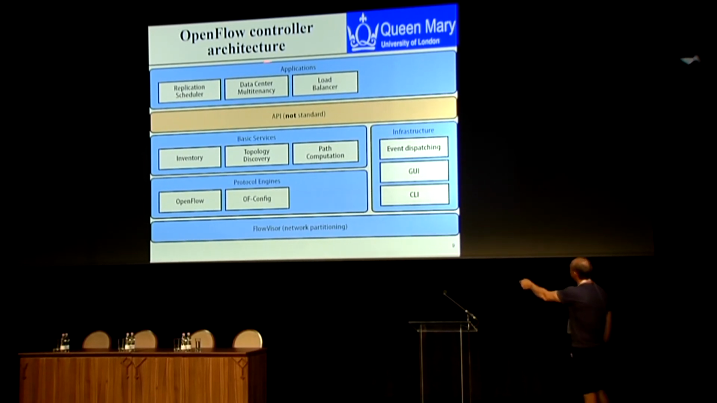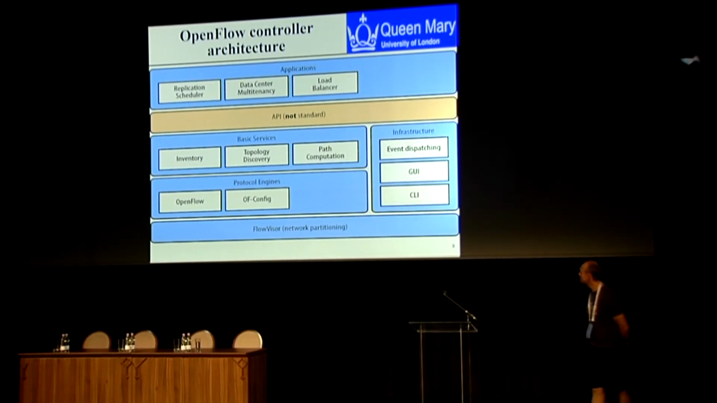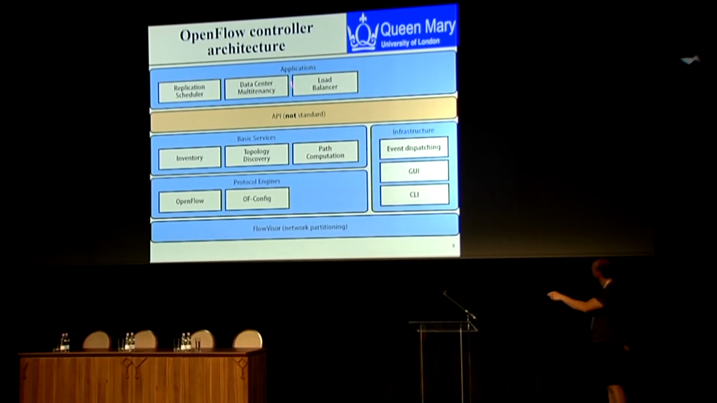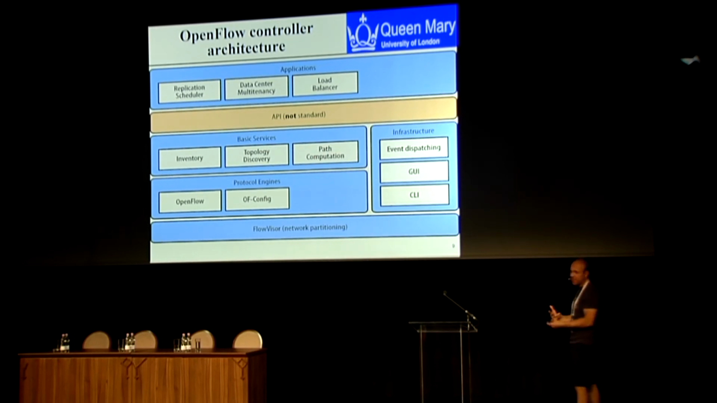You've got applications at the top that do something like load balancing, data center management, traffic engineering, whatever you want. Then you've got that API that's really not standard at the moment that will be used to communicate with the controller part, which is not what the user does, but is basically the equivalent of a kernel type of thing. And then you have basic services because you have to do topology discovery.